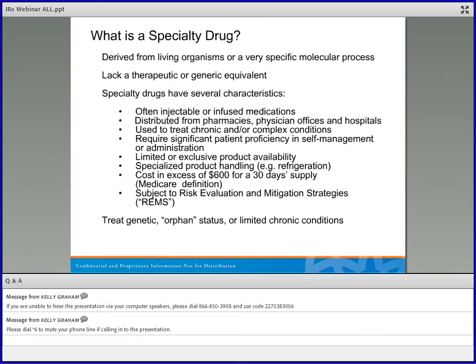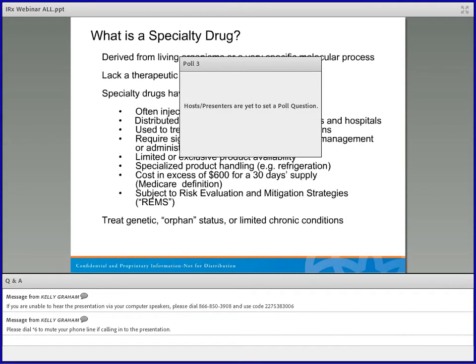So with that, I guess we have a question. Kelly, could you bring up the question where we ask, how many people have a specialty pharmacy exclusive arrangement in place now versus allowing your members to go to any pharmacy they want to get their specialty drugs?